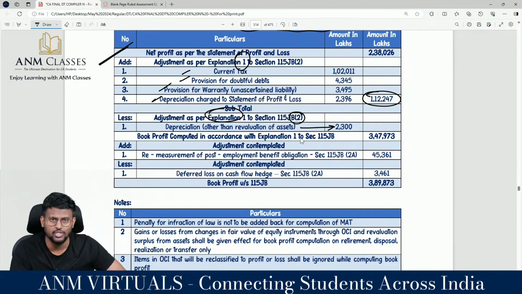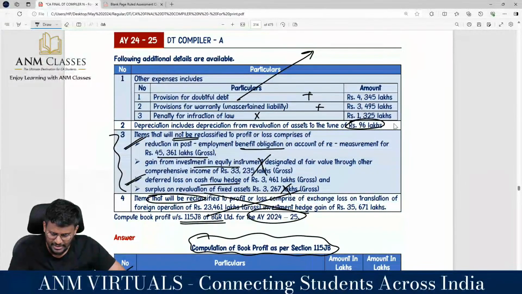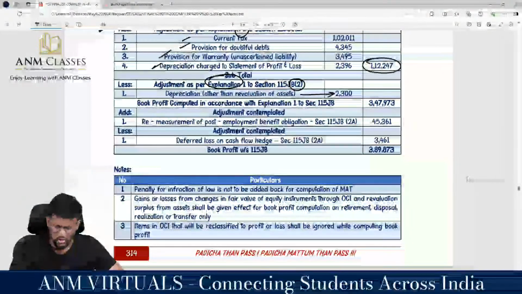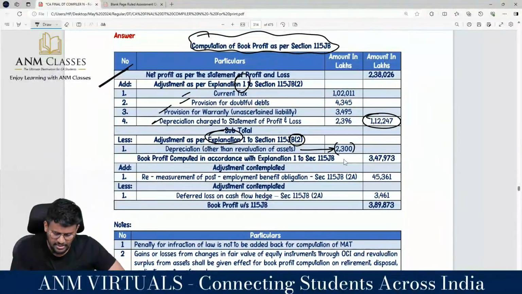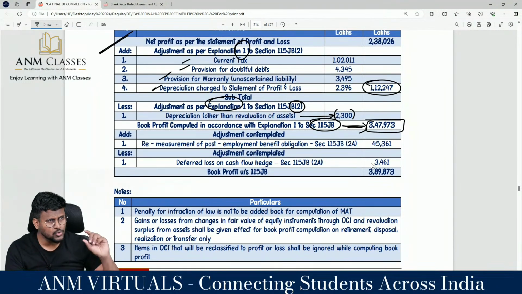Depreciation other than revaluation of asset is 2300, because totally you are having 2396, but out of that 2396 minus 96, now 2300 is a normal depreciation, so only the 2300 is allowed. So book profit computed in accordance with explanation 1 to 115JB is 3,47,973.